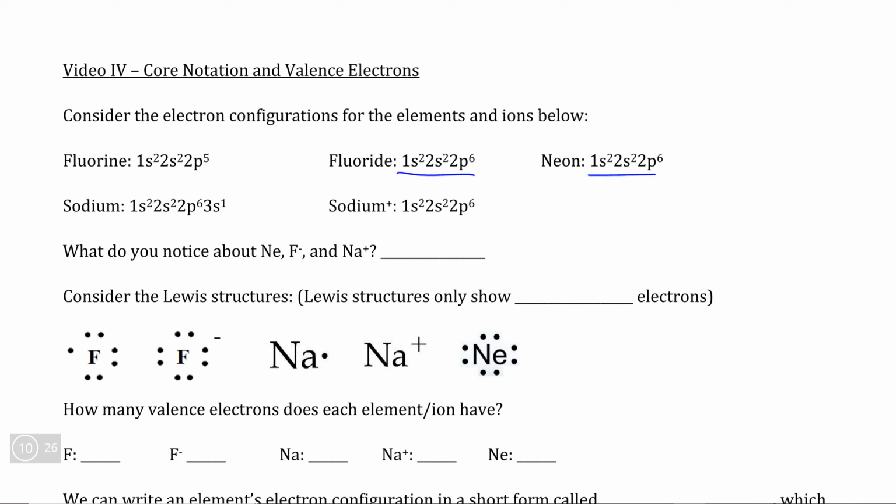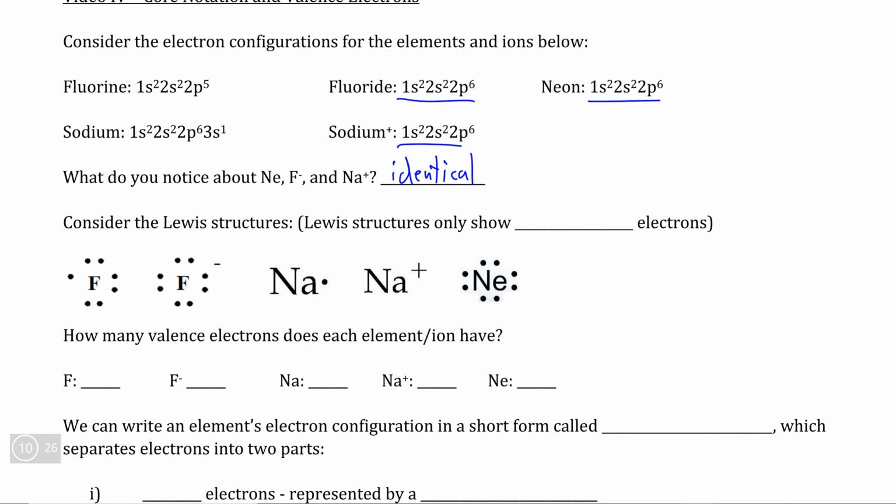If we take a look at the electron configurations for fluoride, positively charged sodium, and neon, we see that they are identical, meaning that they not only have the same number of electrons, but that those electrons are at the same energy levels and at the same subshells. Now, things get more interesting when we compare the Lewis structures of all of these elements and ions here.